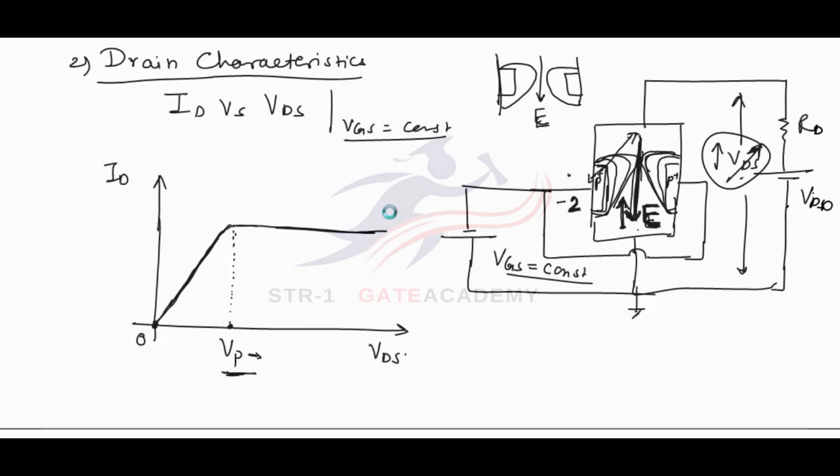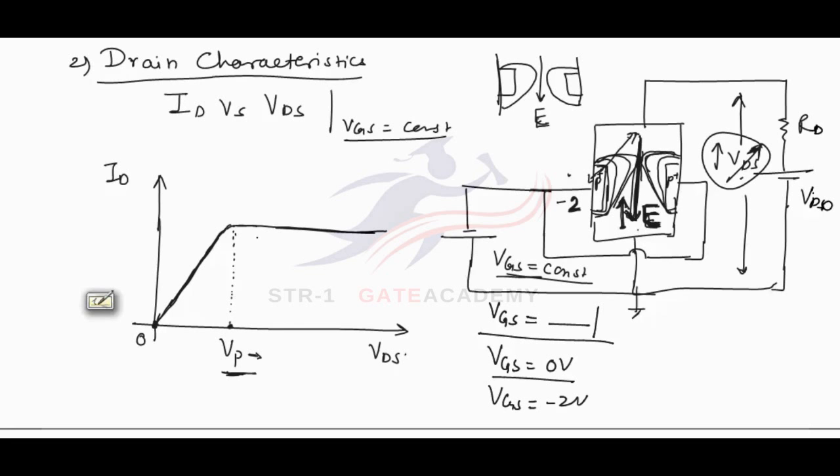Now, if we change the value of VDS, meaning we set VGS at a different voltage and keep it constant. If we set VGS equal to 0 volt, then we will obtain this graph. If we set VGS equal to -2 volt, then we will get the same graph, but it will be drawn below, and these will be the curves for higher values of VGS.